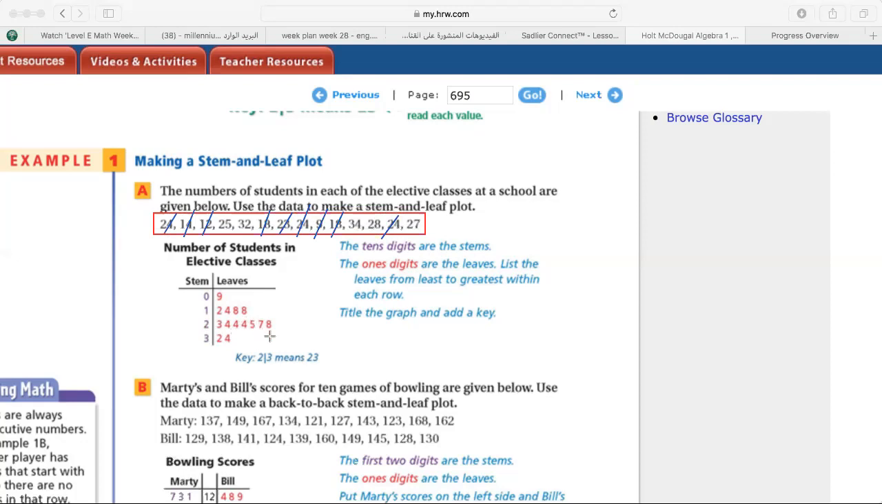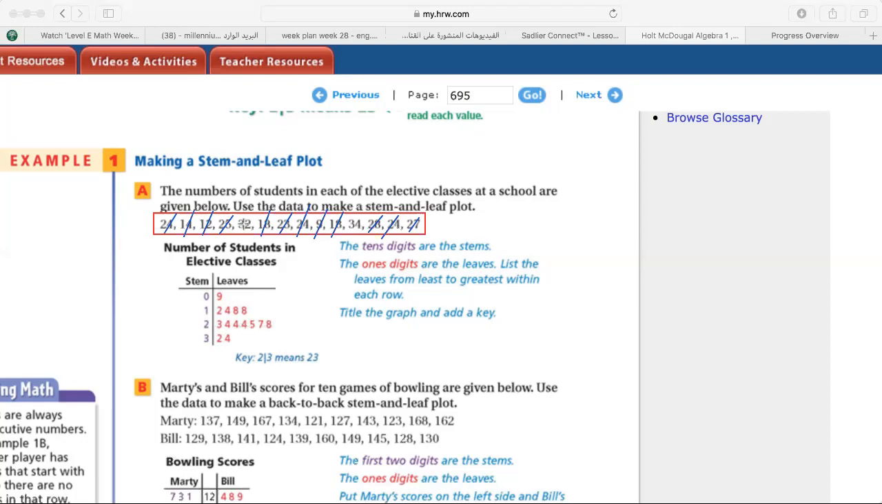I have 3 24s. And here comes the 25, so I'm going to add 5. And here comes the 27, so I will add 7. And here comes the 28, so I add 8. So when I read it, I have 23, 24, 24, 24, and 25, and 27, and 28.